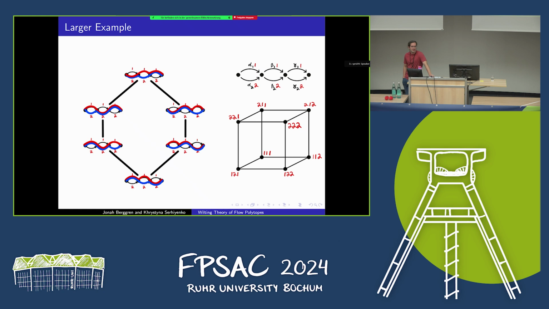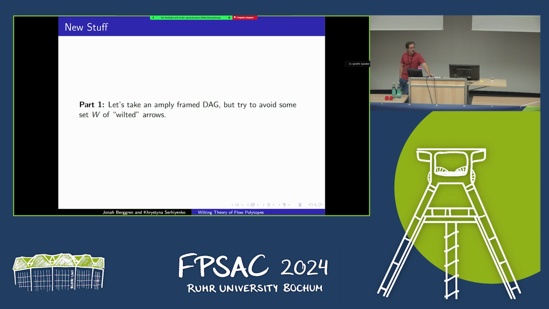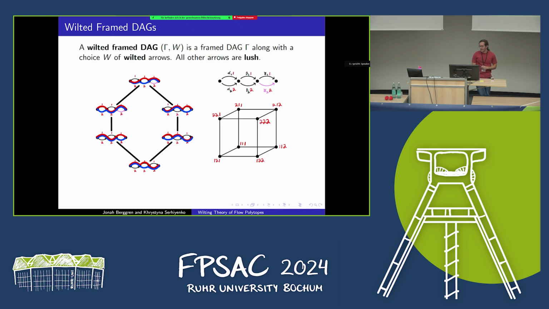So now I can finally kind of get into new things. What are we adding to this field? And we have 2 parts. I'll take them in turn. Part 1, we're going to take an amply framed DAG and we're going to avoid some of our arrows. I'm going to take a set W of arrows and they're wilted, they're bad, I can't use them, I don't like them. And here I'm wilting just this arrow here, I just chose one to start.